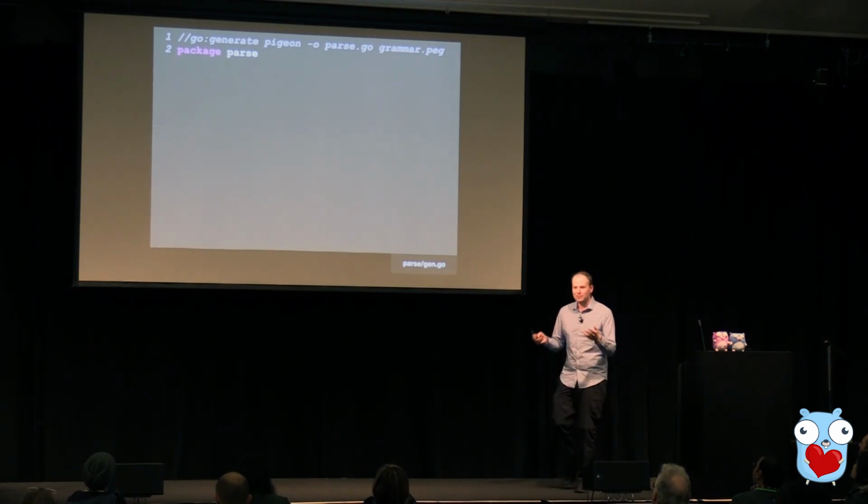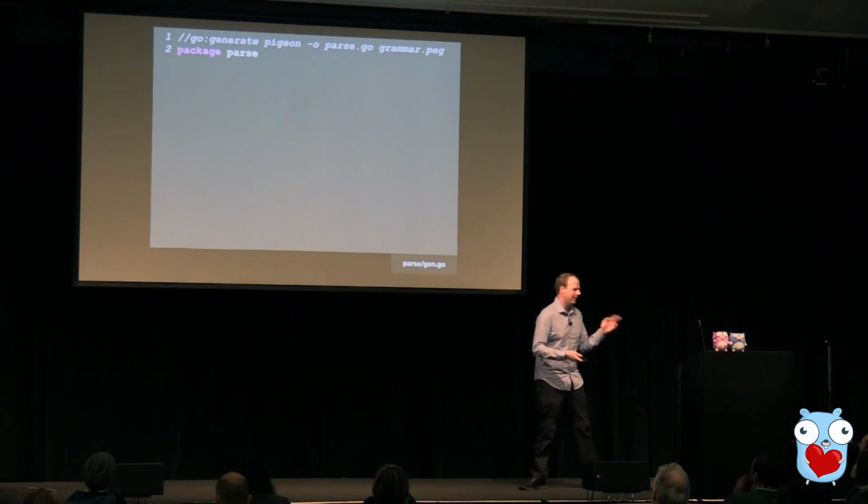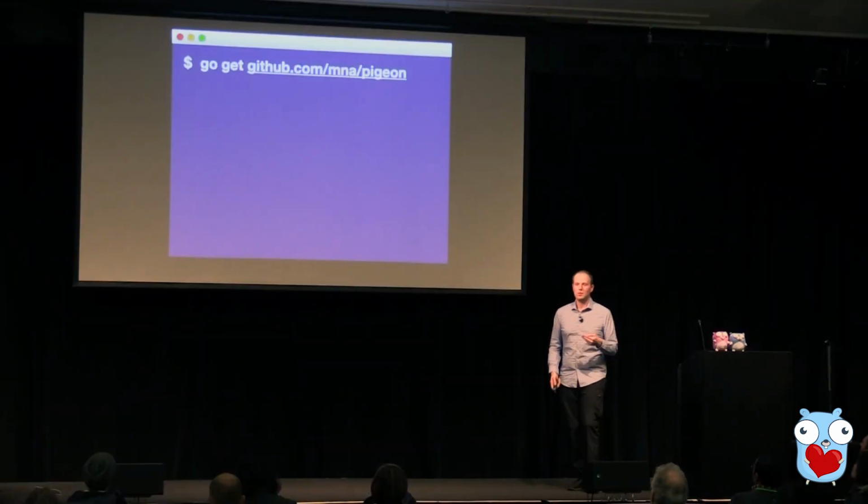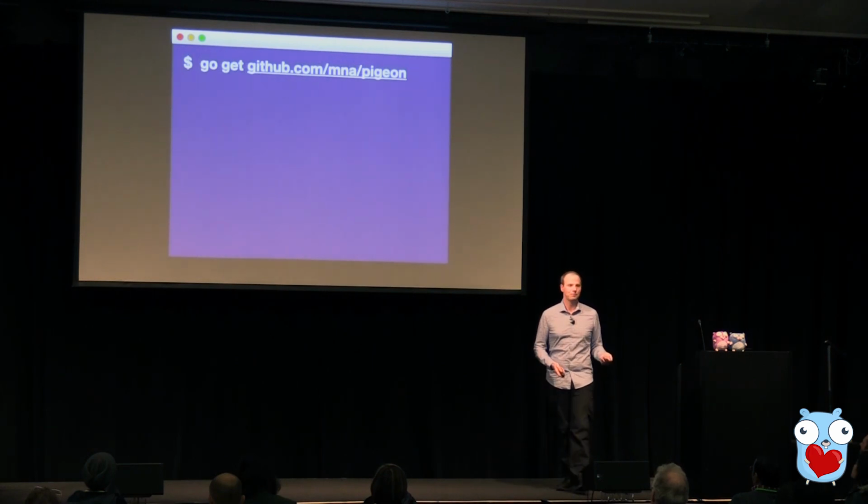And this is so that way I don't have to remember all of the flags to Pigeon and that sort of thing. Once we have this, we can actually go and download Pigeon using go get. And that is at github.com/mna/pigeon. And now we can actually start working on our grammar.